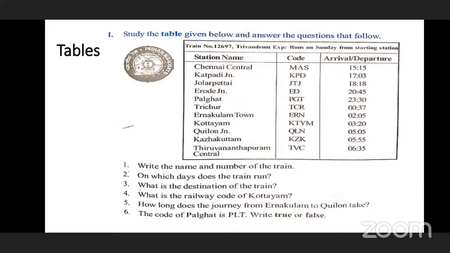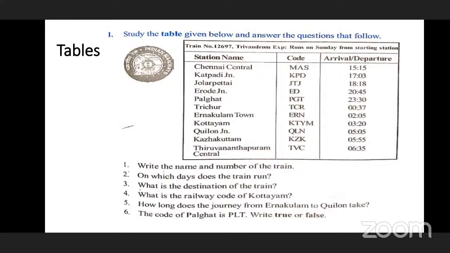Now let's try to answer the questions followed by the table. Write the name and number of the train. What is the name and number of the train? Yes, Trivandrum Express is the name and number is 12697. On which days does the train run? You can see it, you can find the answer there. Sundays.